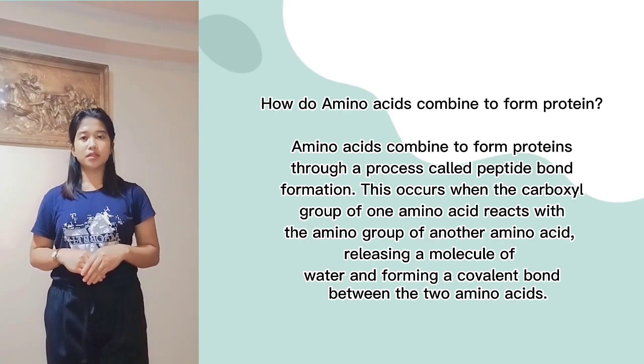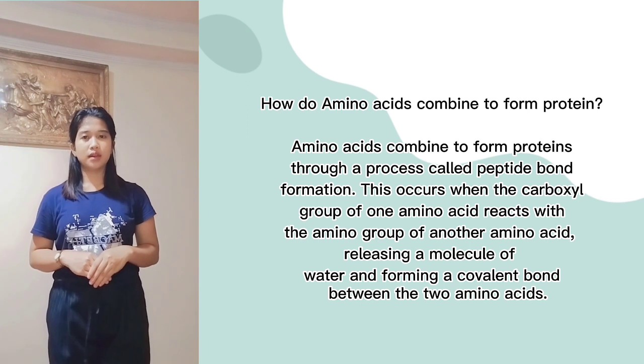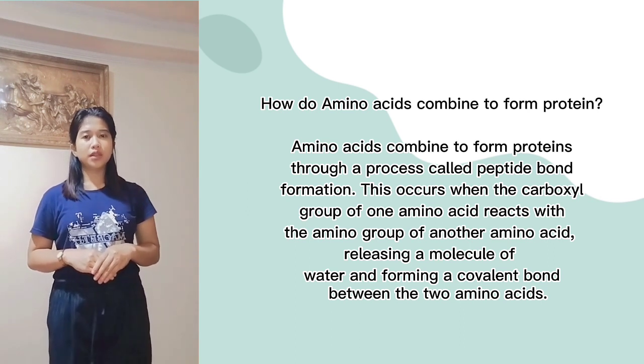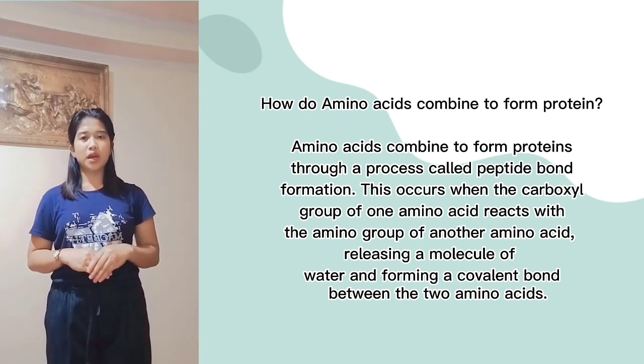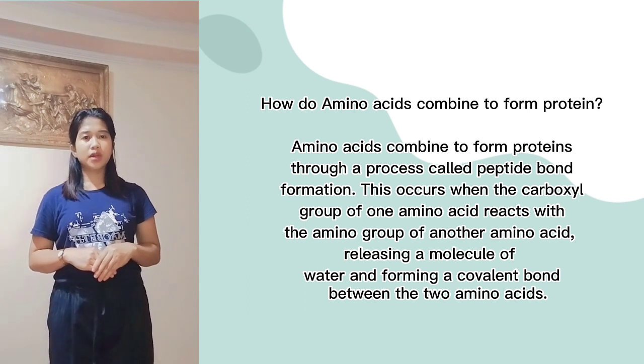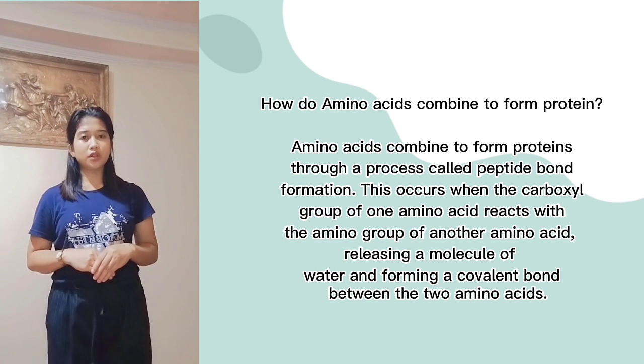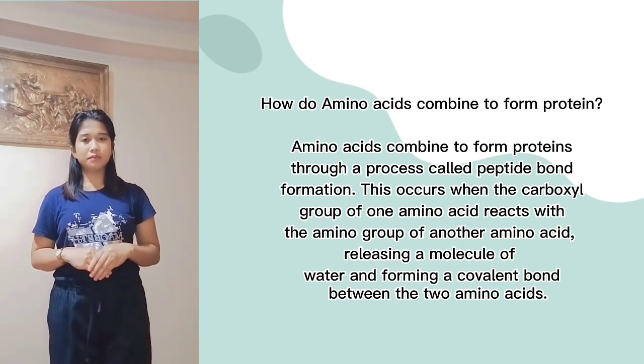How do amino acids combine to form protein? Amino acids combine to form proteins through a process called peptide bond formation. This occurs when the carboxyl group of one amino acid reacts with the amino group of another amino acid, releasing a molecule of water and forming a covalent bond between the two amino acids.